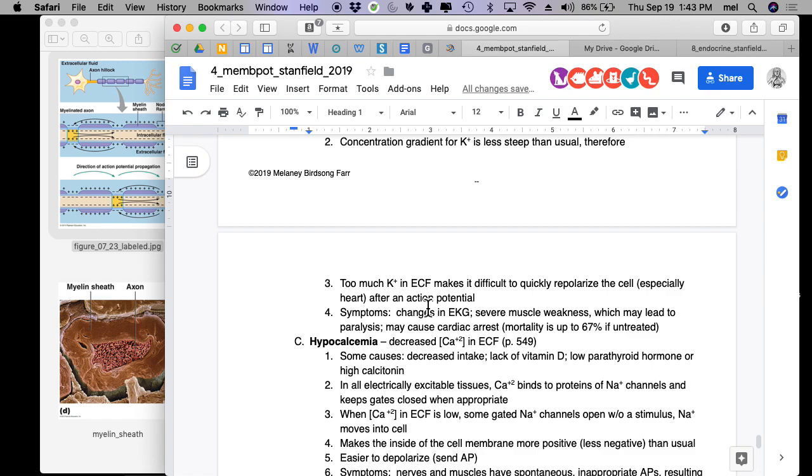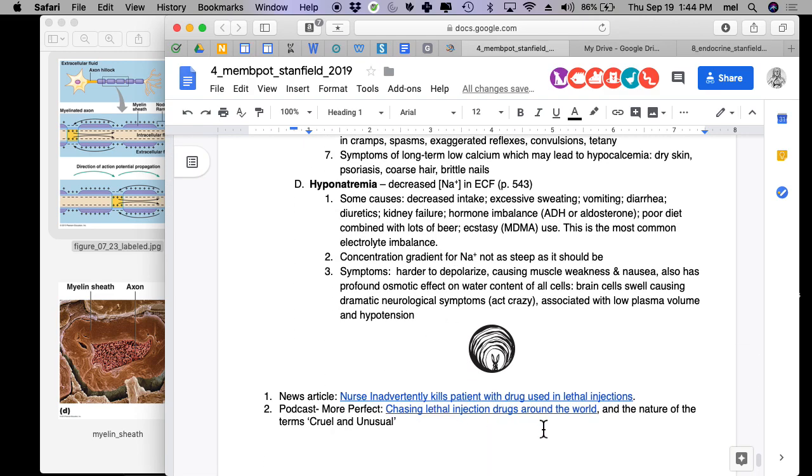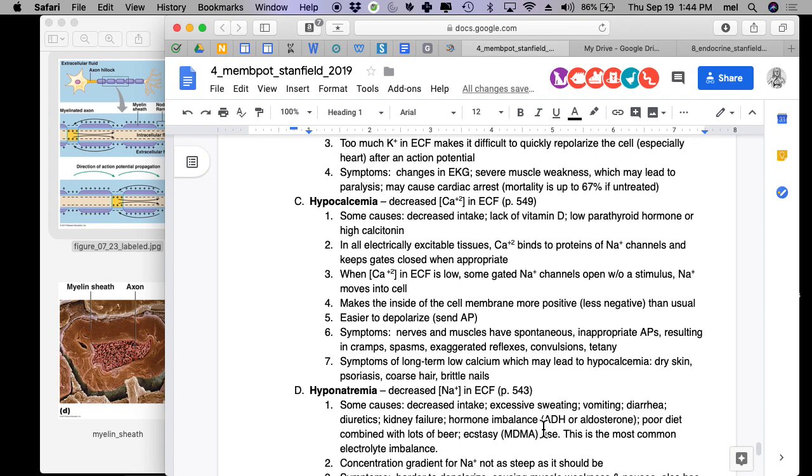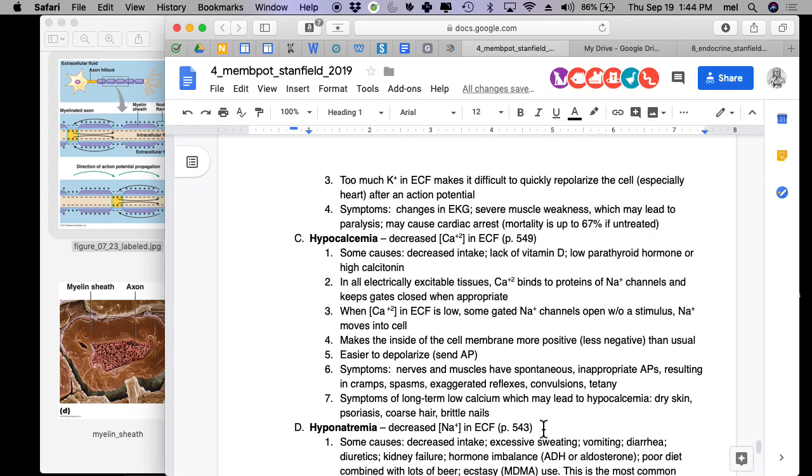If you give a massive dose of this, it's up to a 67% mortality rate if you don't treat it. Like if you did this accidentally, and people do, there's an article about it right here about a nurse who inadvertently gave a really high potassium solution. She didn't actually read the bottle, and it started with the same thing as another medication. She killed somebody by accident, right? In that situation, it basically stops the heart. So this causes cardiac arrest.